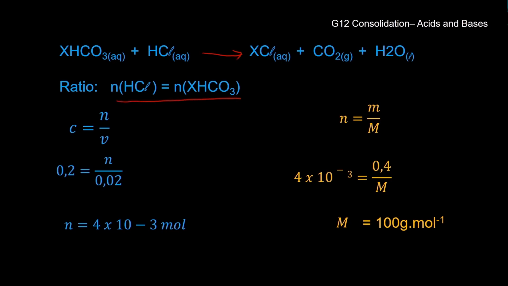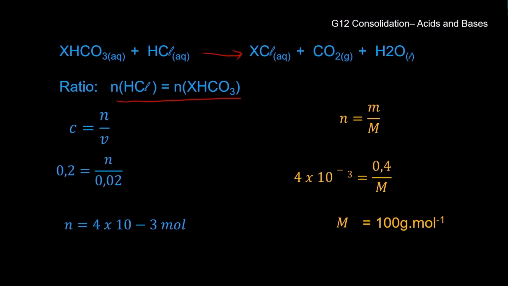So we're going to find out how many moles of hydrochloric acid has reacted. We use this equation, C is equal to n over V. You find it on your data sheet. We substitute in the values. We know that the concentration of the hydrochloric acid is 0.2. We know that the volume that was used is 0.02, and we end up with an answer of number of moles is 4 times 10 to the minus 3.